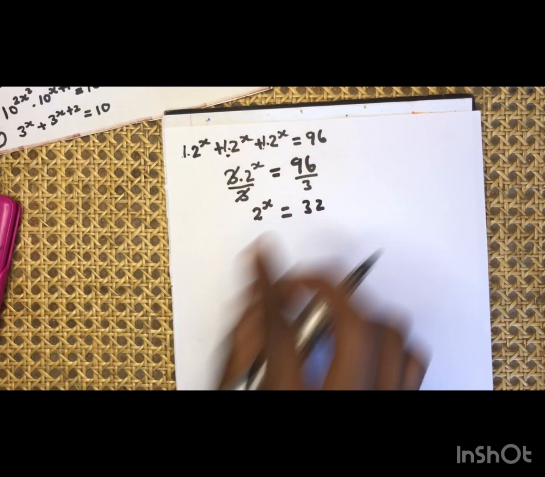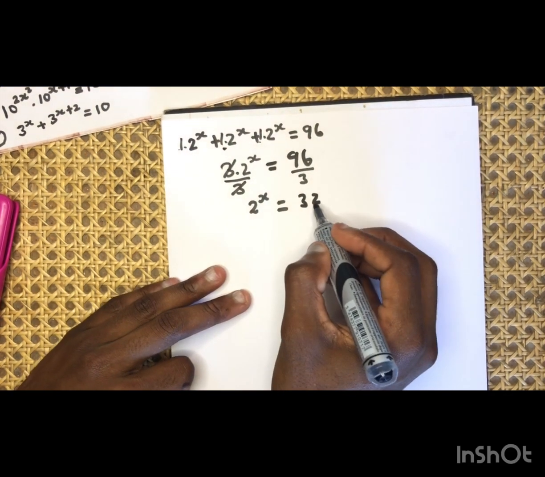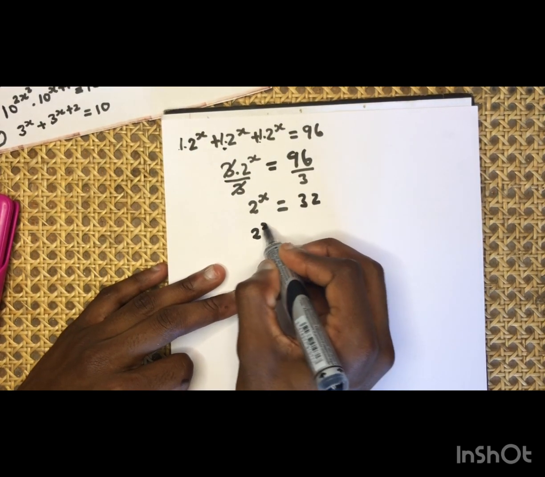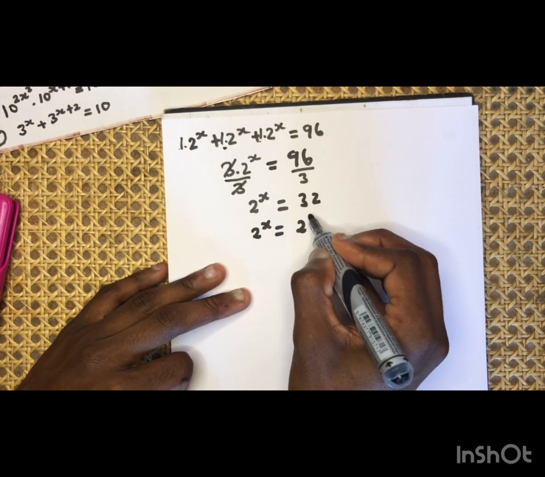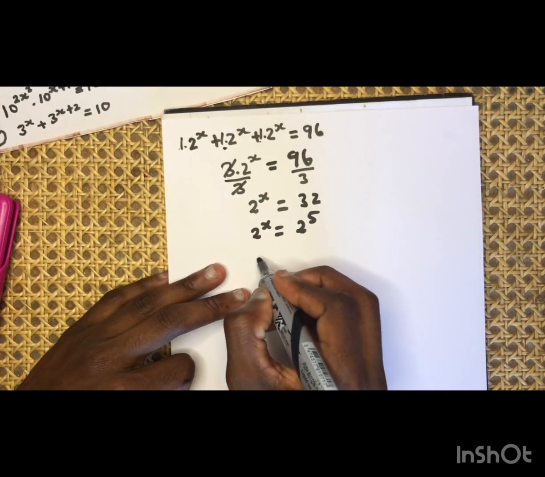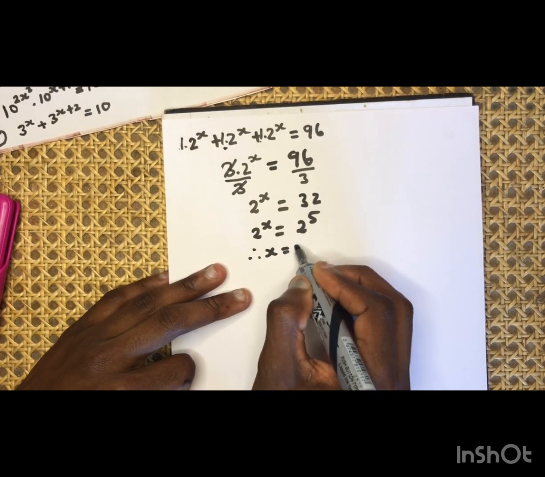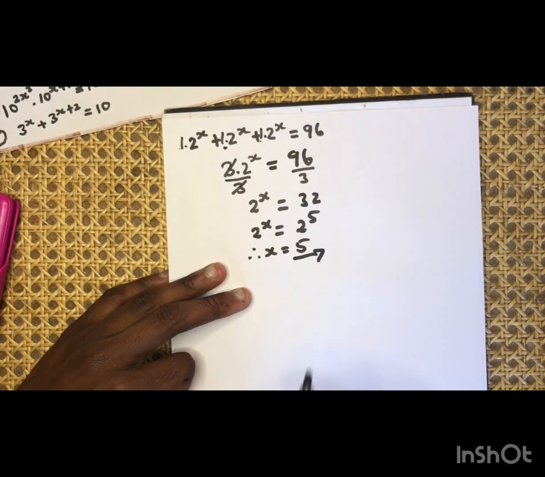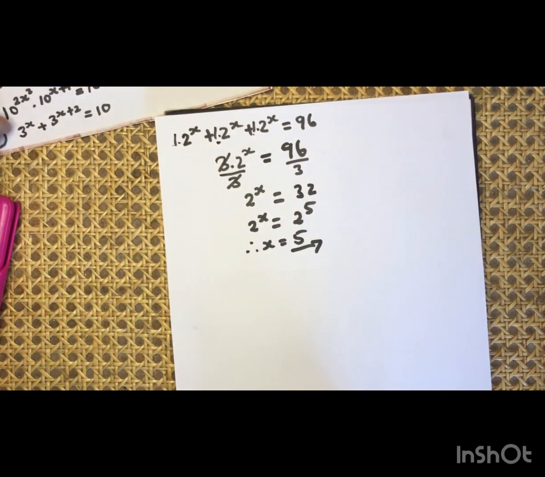So now let's find the prime base of 32. We'll say 2 to the power x here is equal to 2 to the power 5. Now the bases are the same. Now we can conclude our x is equal to 5. This is easy, guys. Very easy.